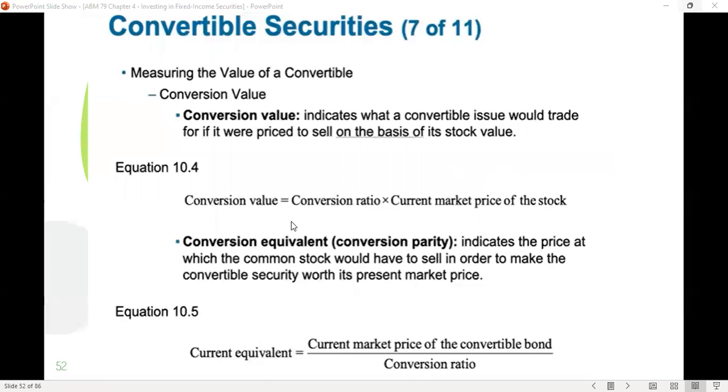So don't worry, we won't be doing much of this one. The conversion equivalent indicates the price at which the common stock would have to sell in order to make the convertible security worth its present market price. So conversion equivalent is when you realize the amount you need to achieve in order for it to be converted.